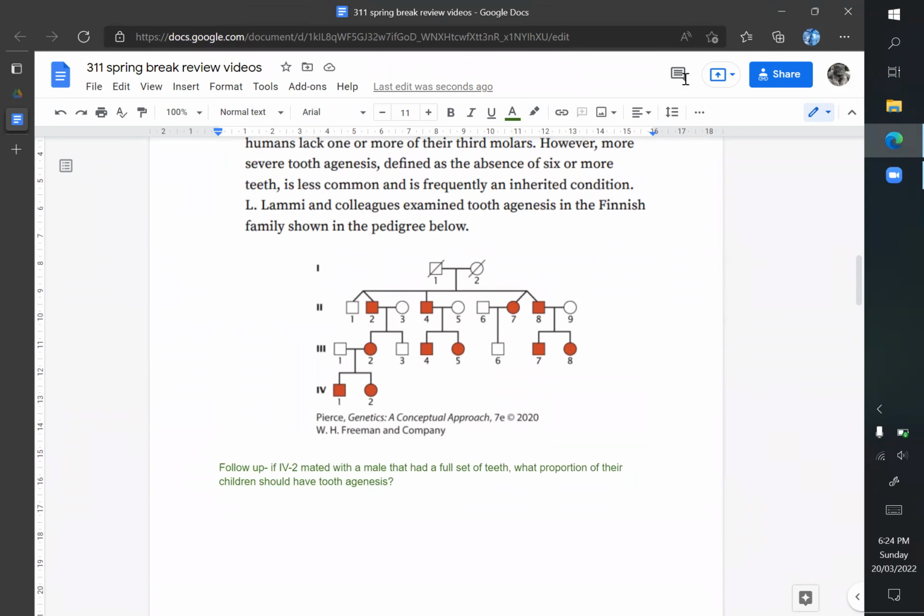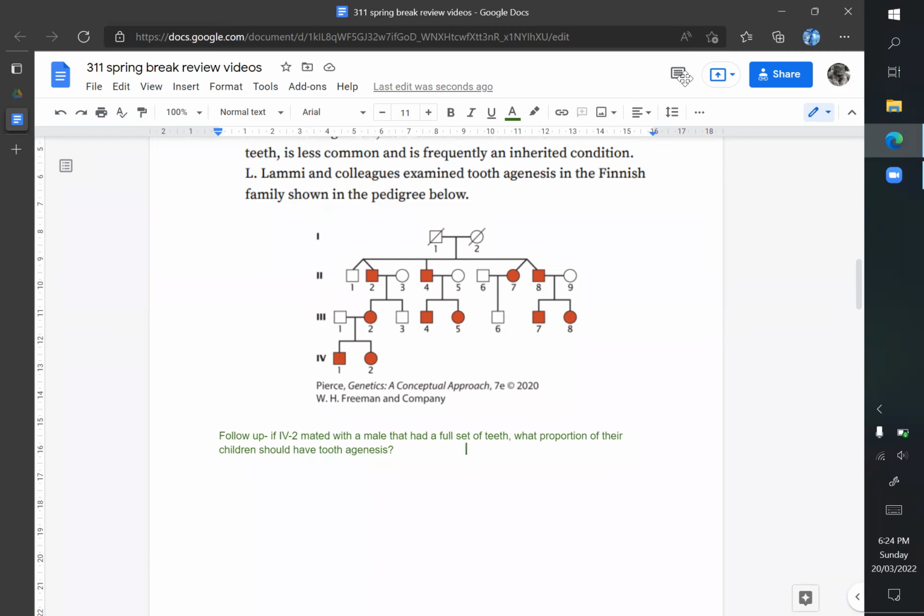So, follow-up question: if individual 4-2 mated with a male that had a full set of teeth, what proportion of their children should have tooth agenesis? If individual 4-2 mated with a male that had a full set of teeth, not affected by tooth agenesis, what proportion of their children should have tooth agenesis?